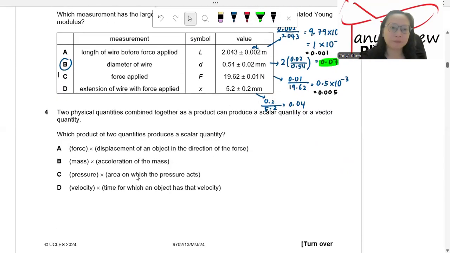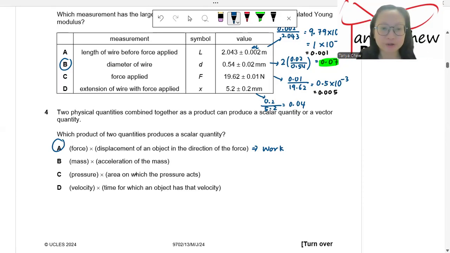Question number 4. Two physical quantities combined together as a product can produce a scalar quantity or a vector quantity. Now, which product of two quantities produces a scalar quantity? Now, let us look at A. Force multiplies by displacement of the object in the direction of the force. Don't you think this is a definition of work? And work is actually a scalar quantity. A should be the answer, but I'm going to prove that B, C, D are wrong.